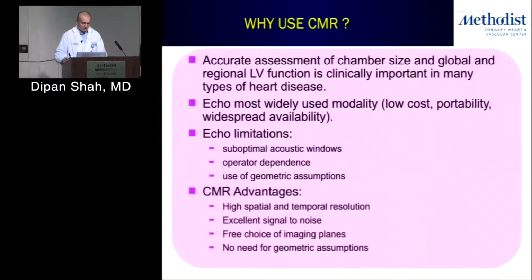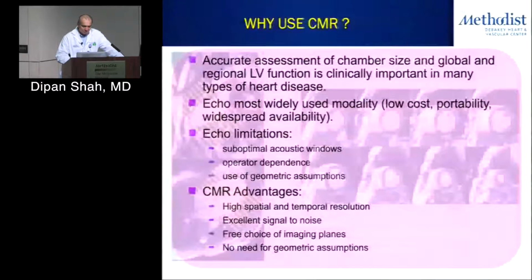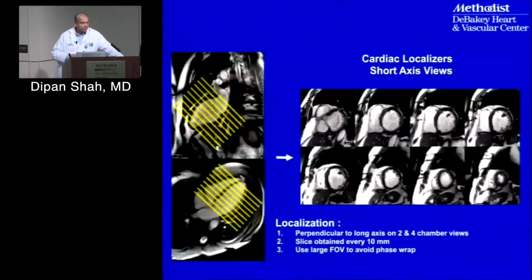geometric assumptions. And so some of the advantages of CMR, as I'll try to show you, is that it offers fairly high spatial and temporal resolution, very good signal to noise, the ability to image the entire chest, and the ability to really have a free choice of imaging planes. And then lastly, it does not need geometric assumptions. So let's go through and talk a little bit about how we would actually do a CMR study for assessment of LV function.